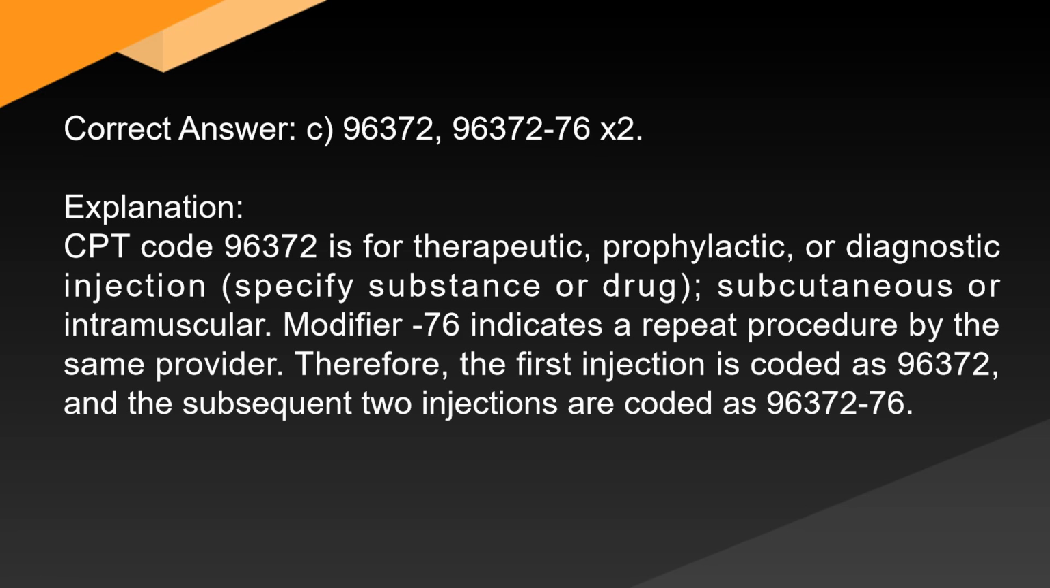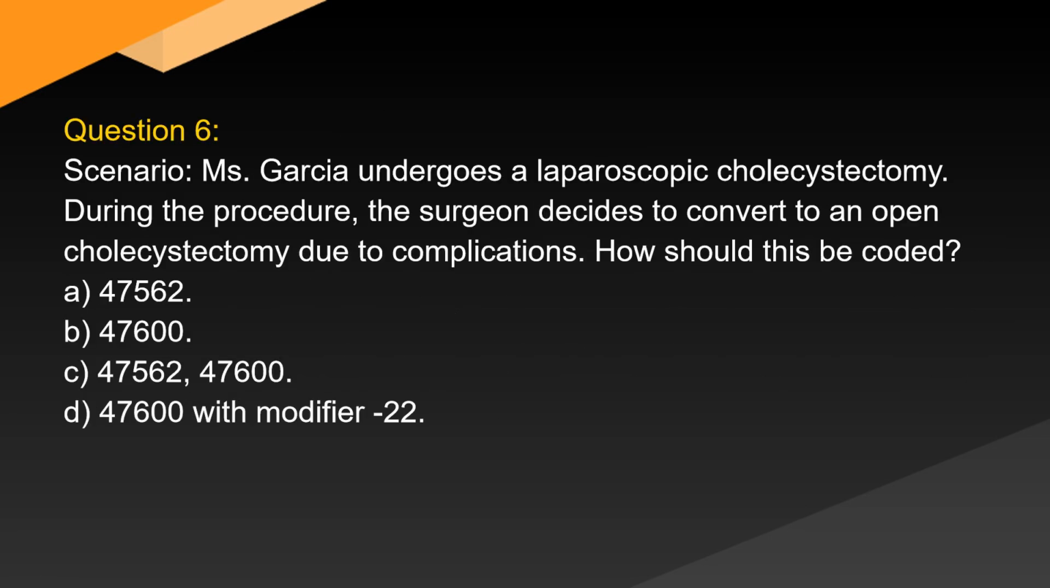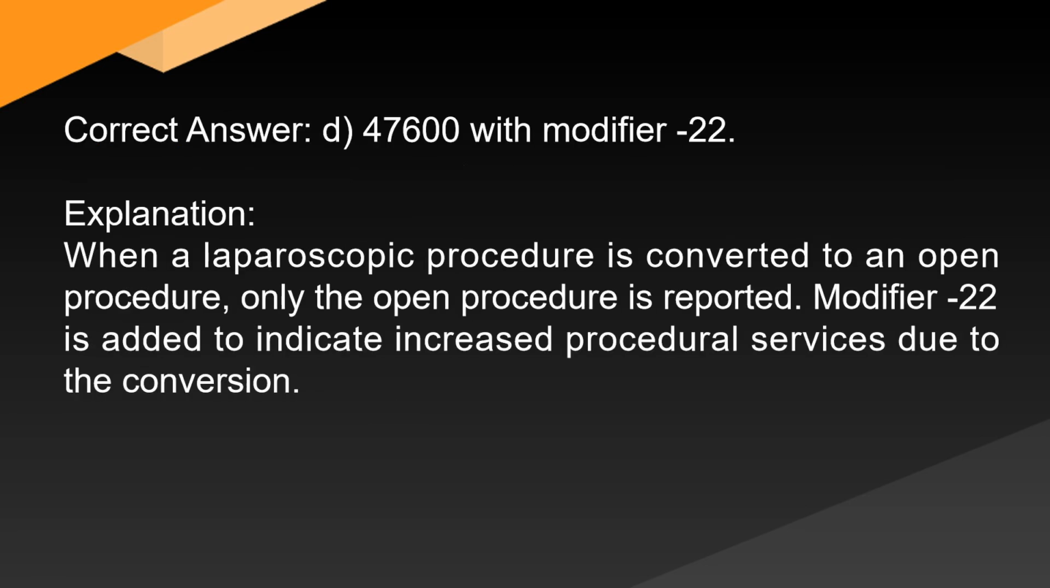96372-76. Question 6. Scenario: Ms. Garcia undergoes a laparoscopic cholecystectomy. During the procedure, the surgeon decides to convert to an open cholecystectomy due to complications. How should this be coded? A. 47562. B. 47600. C. 47562, 47600. D. 47600 with modifier. Correct answer, D.